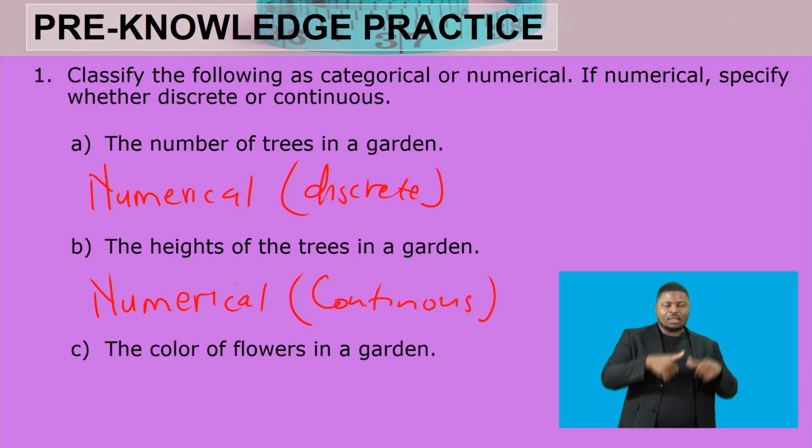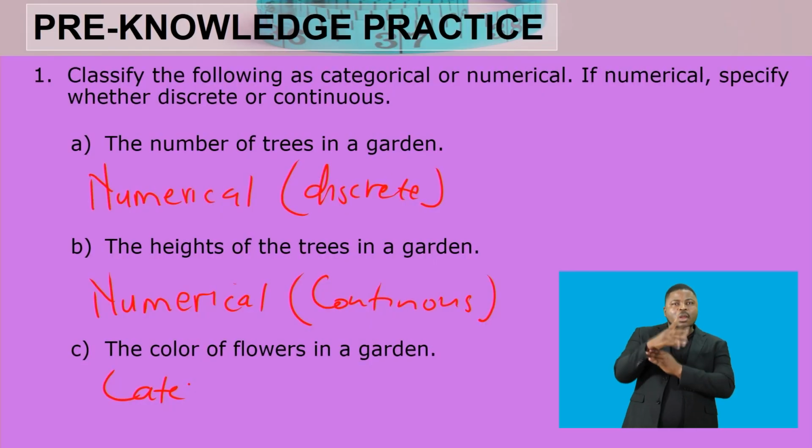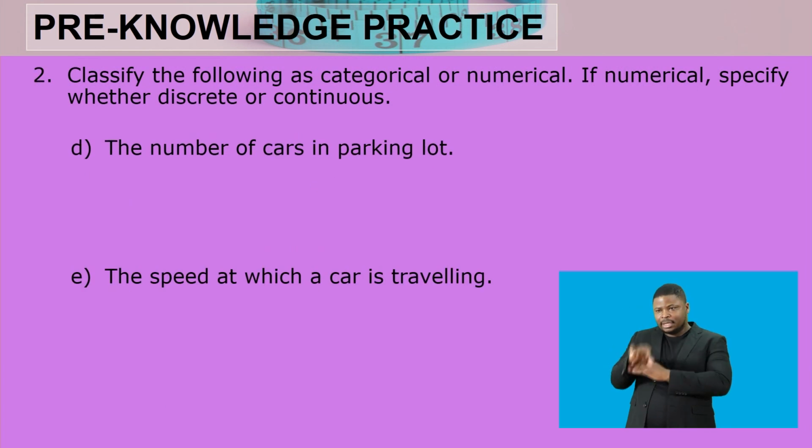Then we go to the color of flowers in a garden. Color cannot be counted, color cannot be measured, but color can be categorized. It can be put according to different colors. So it means this is categorical data.